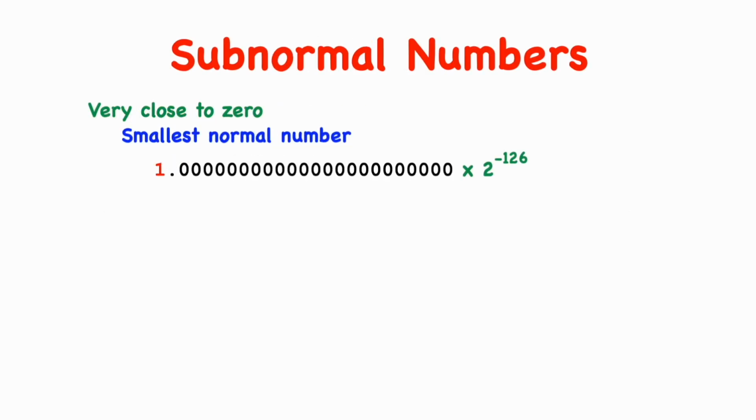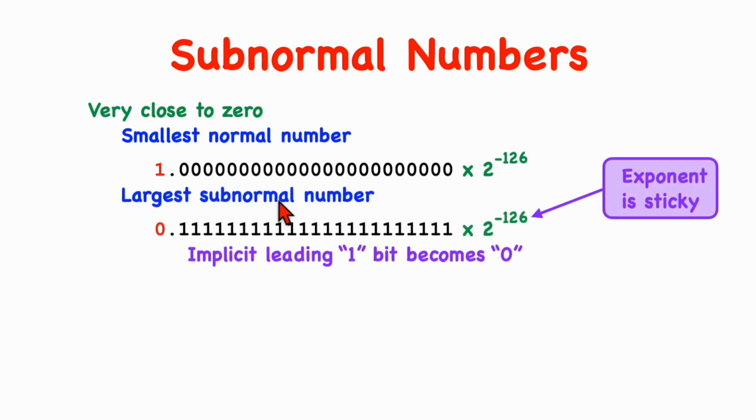Now I want to describe subnormal numbers. Subnormal numbers are also called denormalized numbers, and they're used to represent values that are very close to 0. So here is the smallest normal number. We've got our implicit 1, but the mantissa is all zeros, and we've got the smallest possible exponent, minus 126. With a subnormal number, that implicit leading 1 is no longer there, and implicitly we have a 0 instead.